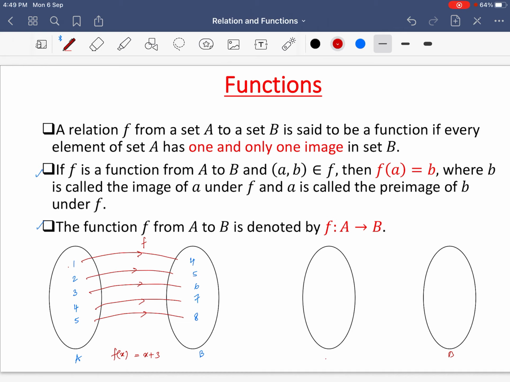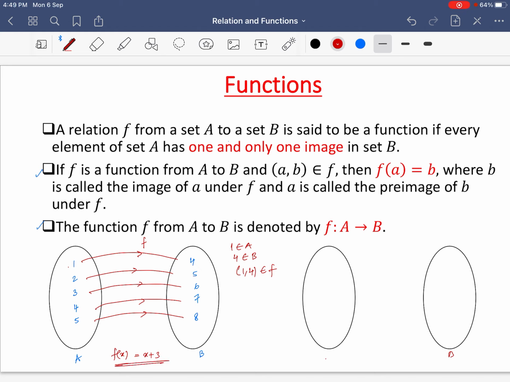Now the second point is that if f is a function from A to B, and (a, b) is an element of f. Now what is meant by (a, b)? Here you see 1 is an element of A, and 4 is an element of B. Then we can say (1, 4), the ordered pair formed between the elements 1 and 4, is an element of the function. Yes, because 1 and 4 follow the function. And what is that function? f(x) = x + 3.